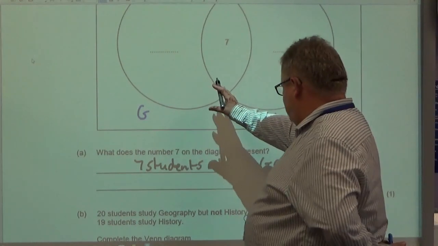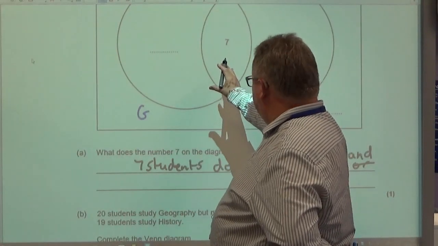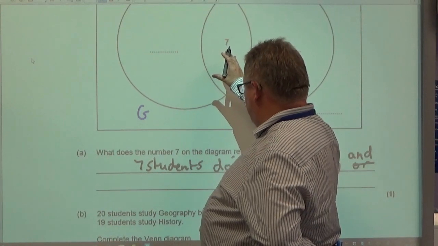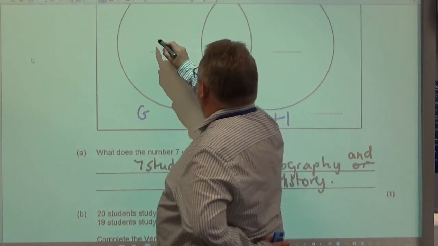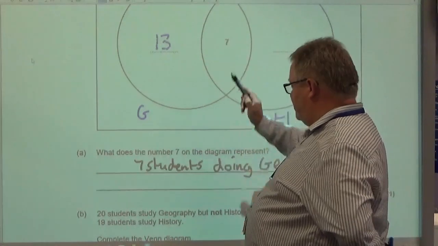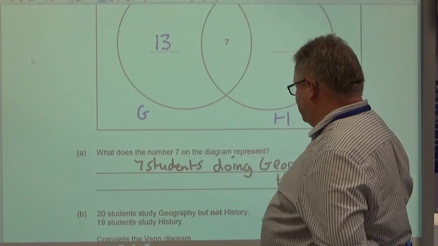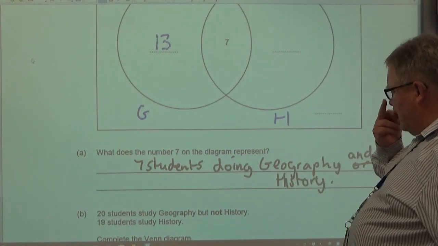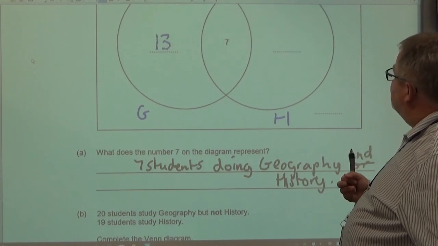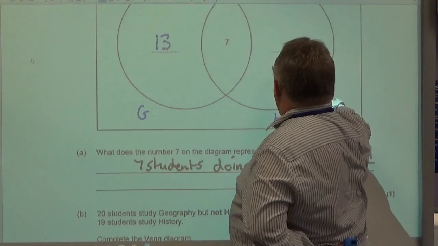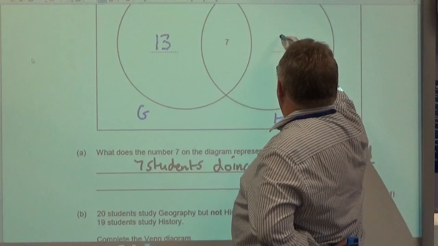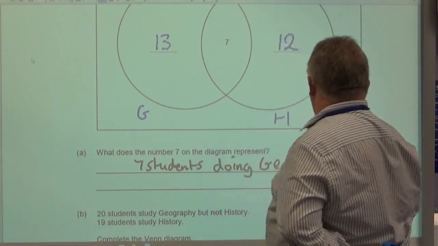This is geography here. So if we've got 20, that means that there's 7 of them that are doing geography and history, so 13 there. So 13 plus the 7 gives us the 20 students that are studying geography but not history. And the 19 students that are studying history, there's 19 in there, but we know that 7 of them are also doing that. So 19, take away the 7, is going to give us 12.